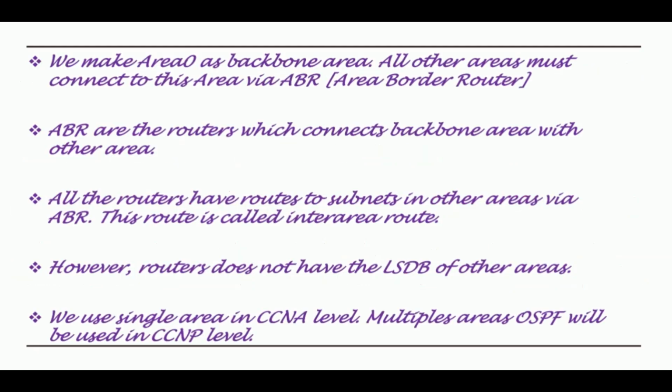We make Area 0 the backbone area. All other areas must connect to this area via ABR, Area Border Router. ABRs are the routers which connect the backbone area with other areas. All the routers have routes to subnets in other areas via ABR. This route is called an inter-area route. However, routers do not have the LSDB of other areas. We use a single area at CCNA level. Multiple area OSPF will be used at CCNP level.